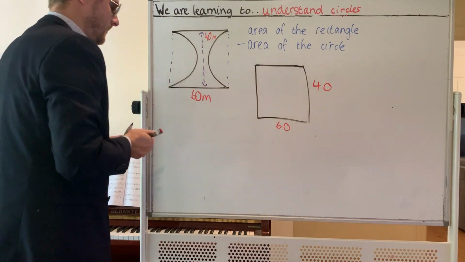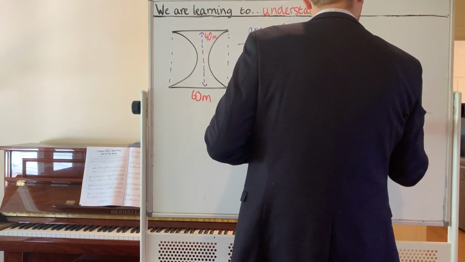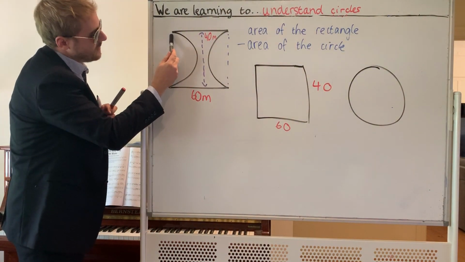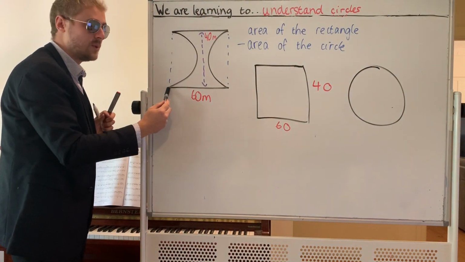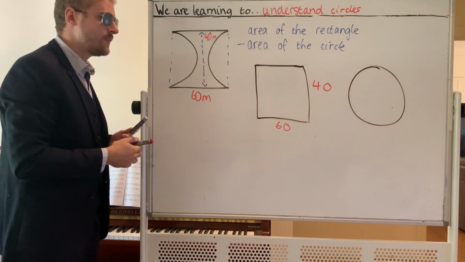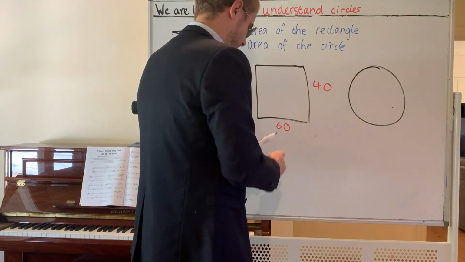The circle, so I'm going to redraw the two parts as one big circle. Alright, so that distance from there to there is 40, meaning that our circle has a diameter of 40, or a radius of 20 if you wanted to carve it.